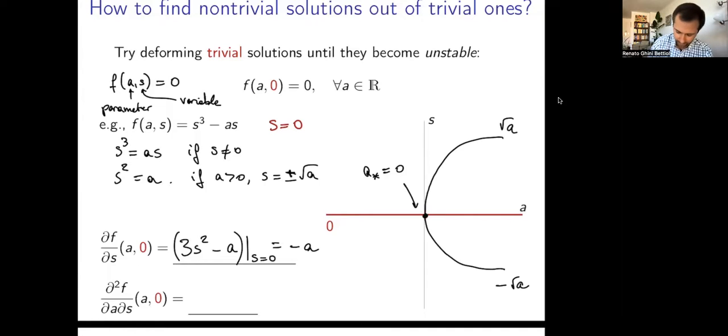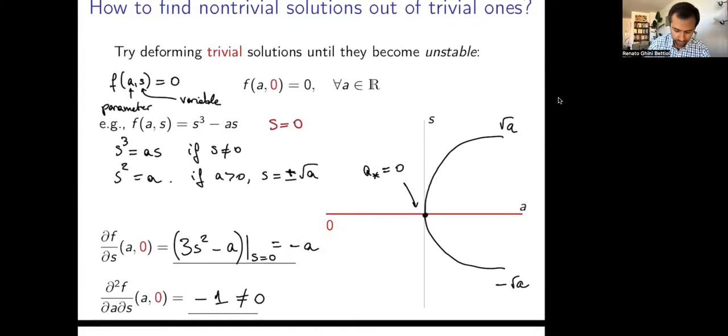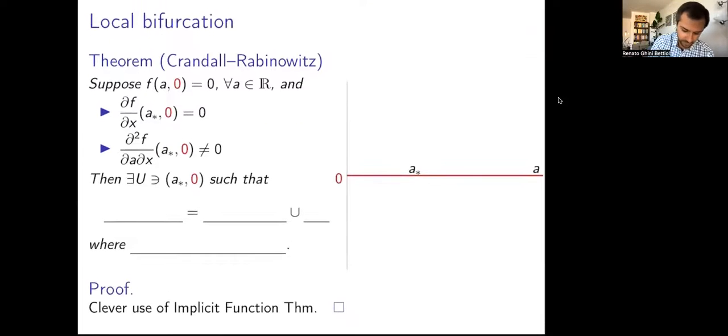So that's one piece of information. The other relevant information is the mixed second derivative. In this case, you can just take a derivative in a and you see this minus 1. So the relevant point here is that this number is not 0, okay? And this is a general fact. As soon as the linearization is degenerate and the mixed derivative is not 0, then such a bifurcating branch of solutions will appear. That's the theorem of Crandall and Rabinowitz. So here's the statement.